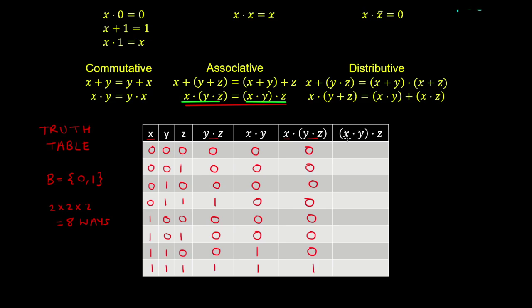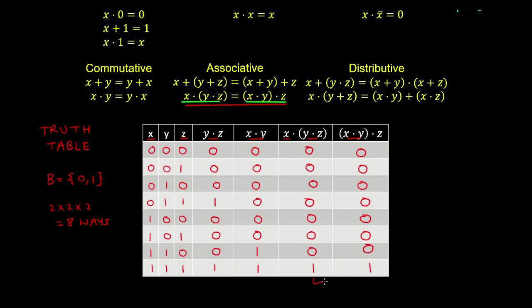And similarly, we've already done x and y, which is this column. So we have x and y and z using these two columns. So 0 and 0 is 0, 0 and 1 is 0, 0 and 0 is 0, 0 and 1 is 0, 0 and 0 is 0, 0 and 1 is 0, 1 and 0 is 0, 1 and 1 is 1.